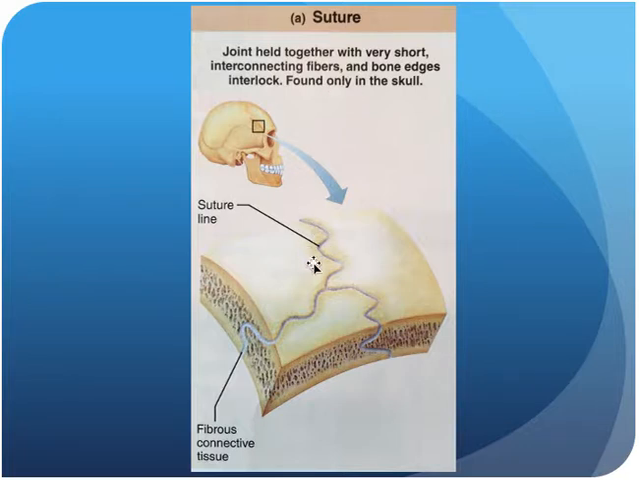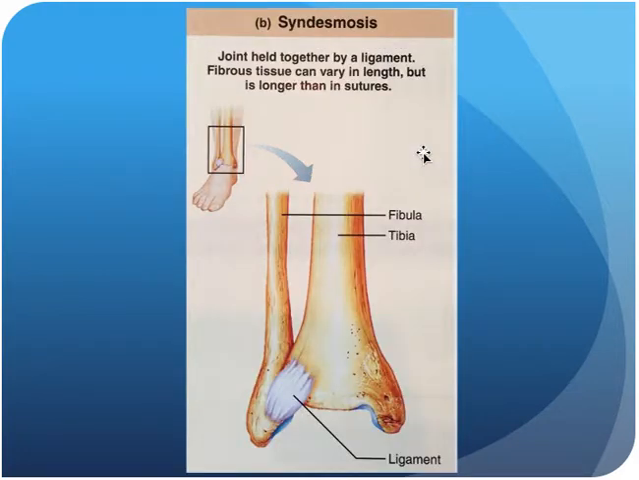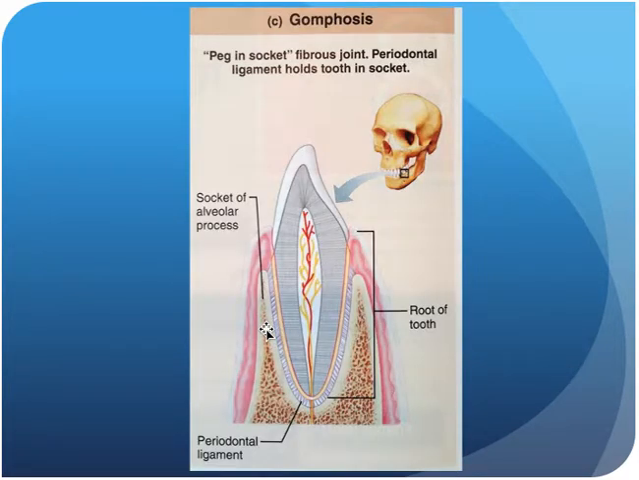And again, I'm just filling up all these little lines with these fibers. Here's a picture of a syndesmosis. So again, we're using a ligament. Okay, so this is my fibula and my tibia. And again, I'm going to have this little ligament that holds them together, but does not allow a ton of motion. And then here is my peg and socket.